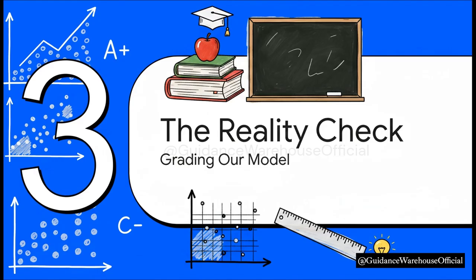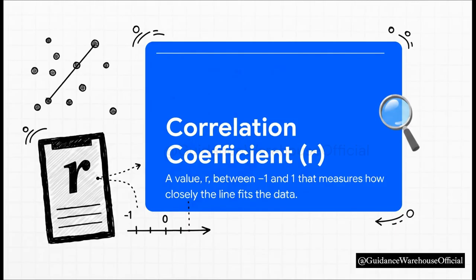Is this an A+ model that fits the data like a glove? Or is it more of a C- model that's technically the best, but still not all that useful? We need a way to grade our work. And for that, we use something called the correlation coefficient, and we just call it R. I want you to think of R as a literal report card for your line. It's just a single number, somewhere between -1 and +1, that tells you exactly how well your line fits your data.